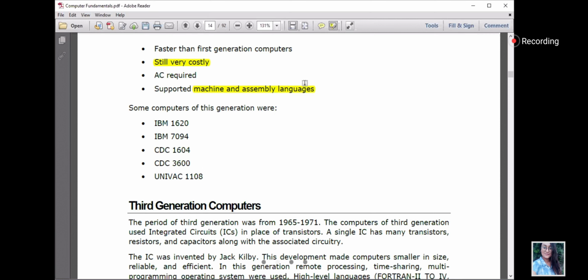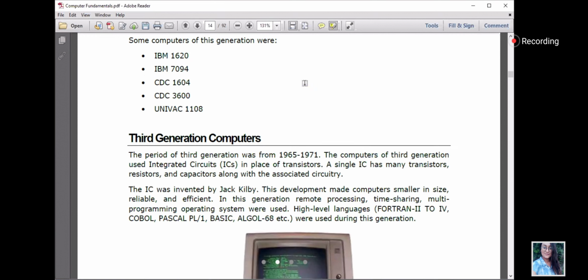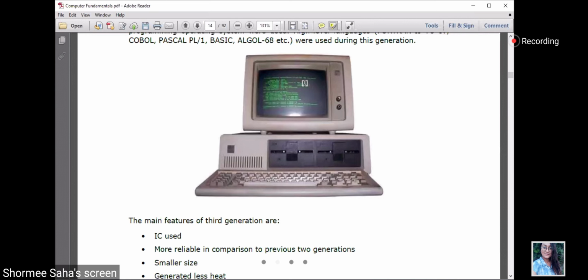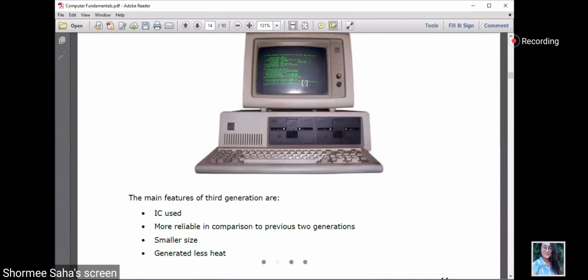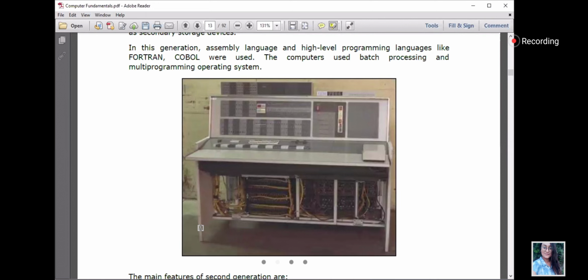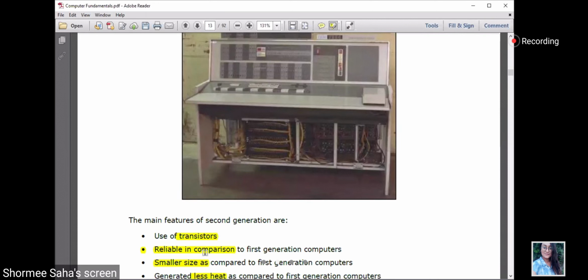So these second generation computers were actually able to understand the assembly language. So people in those days had to do a lot of work to actually run any command on the computer. Now the third generation computer looked something like this. It was developed with better quality and everything got smaller in size, and it obviously generated less heat and was more reliable. So compared to the second generation, it was improved in many ways.